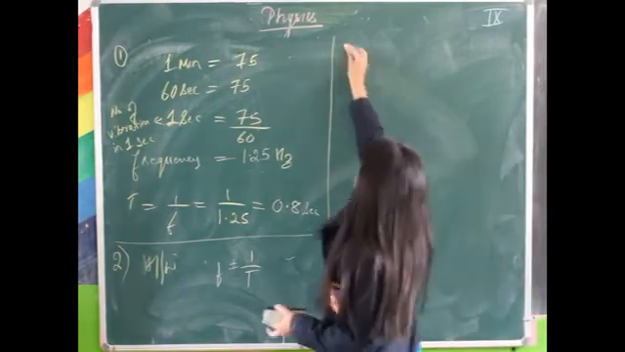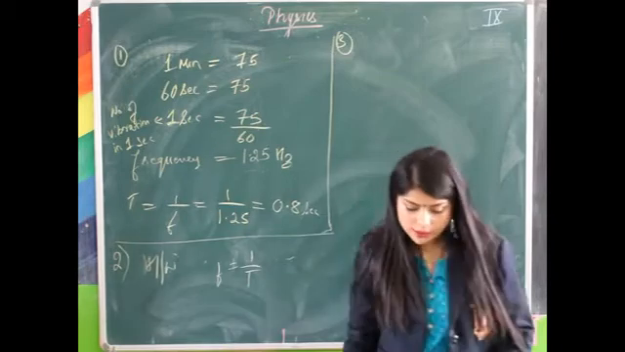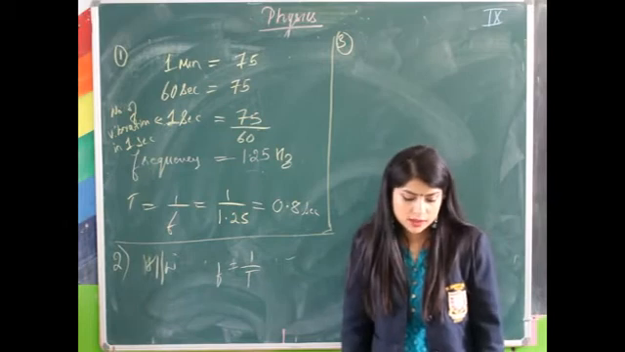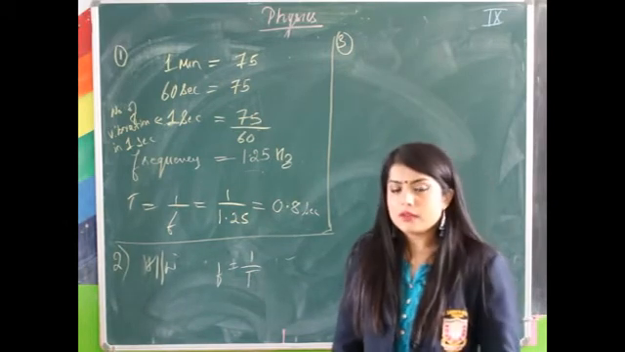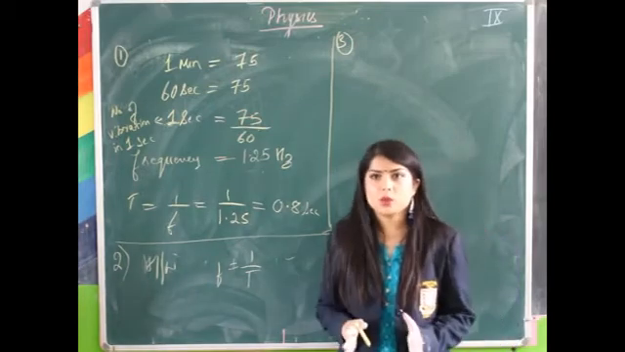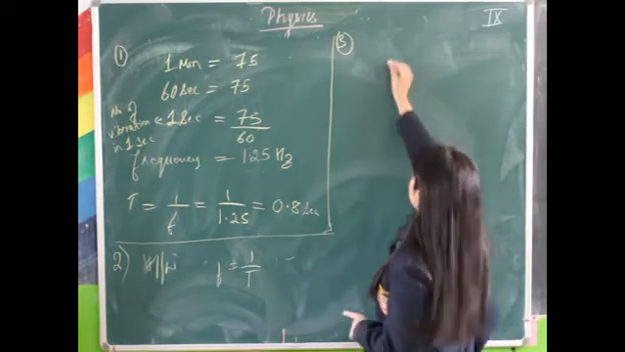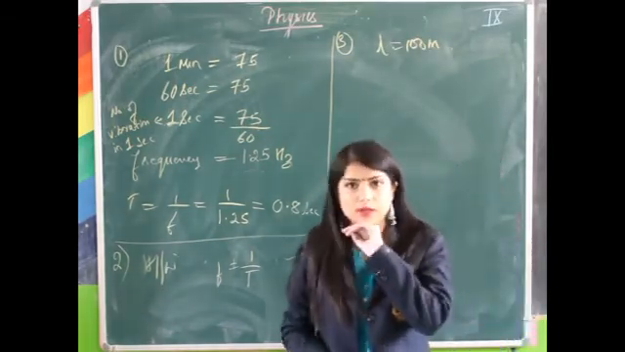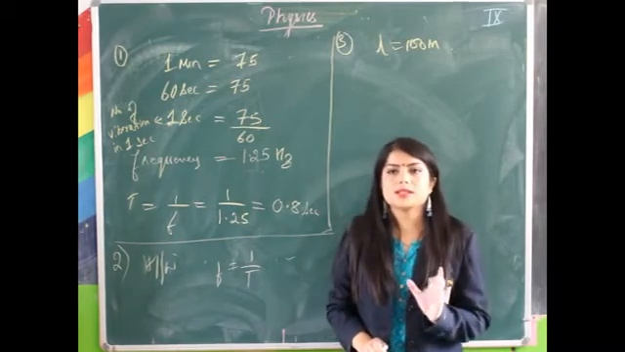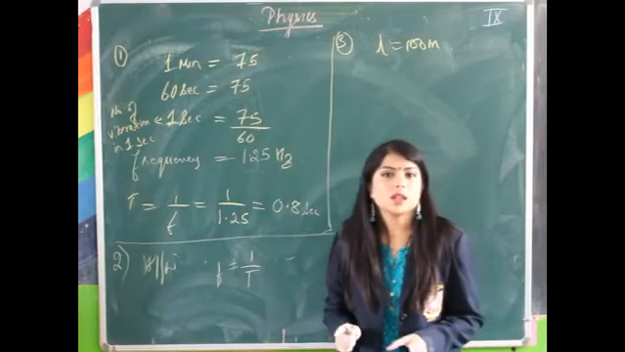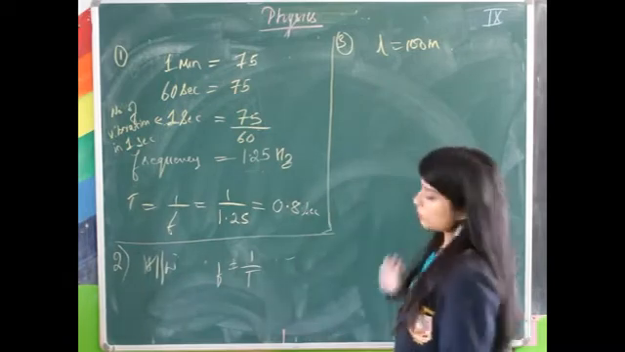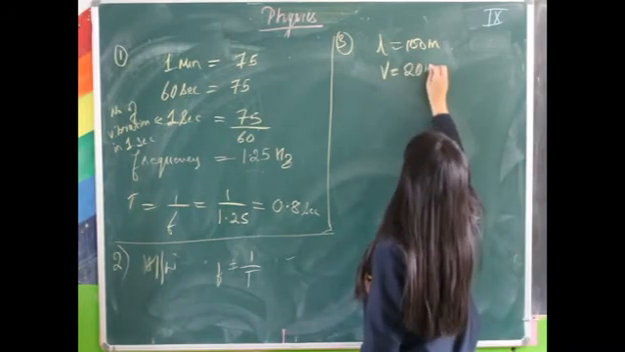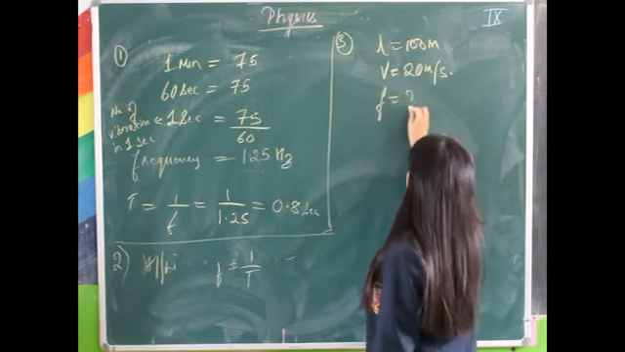Now for question number 3. The separation between two consecutive crests in a transverse wave is 100 meters. What I have told you is that the separation between two consecutive crests is your wavelength. So the wavelength is 100 meters. It's not directly given as wavelength, but it's written as the distance or separation between two consecutive crests, which means the wavelength. Another piece of information is that the wave velocity is 20 meters per second. Find the frequency.